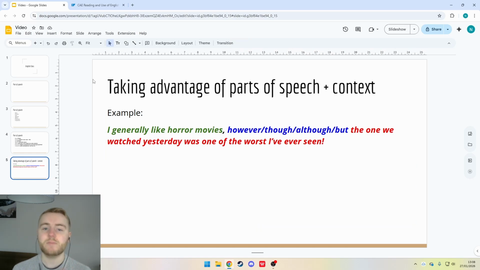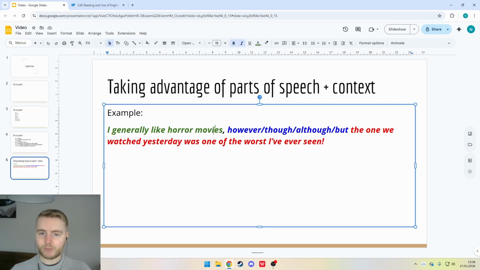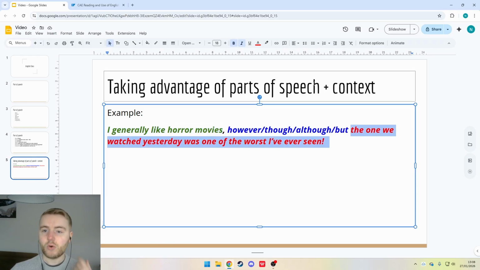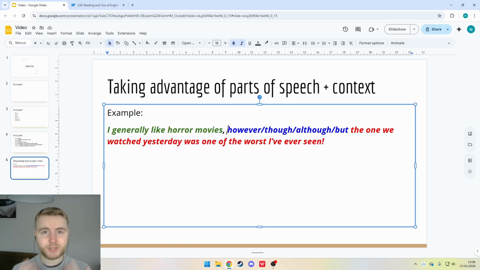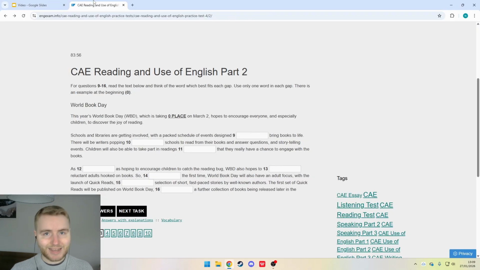So for this, we combined context, okay, we understood the situation in the sentence, with our part of speech understanding to identify what type of word we need, and then using the context to understand, should it be a contrasting conjunction or should it be connecting the same idea? Now we're going to move on to some actual examples in the Use of English Part 2.